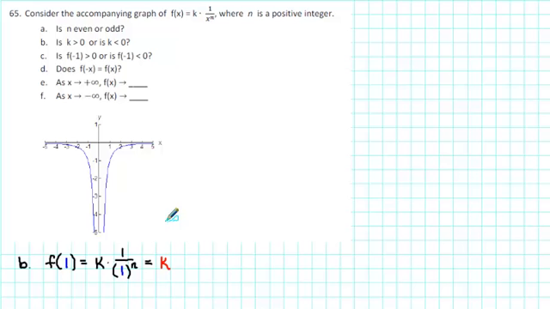Now, to figure out whether k is positive or negative, we can use the graph. We can evaluate f of 1. We first of all locate 1 along the x-axis. We go down vertically until we hit the graph of the function. And then we look horizontally across, and we see that the corresponding y value is approximately negative 1. Negative 1 is a negative number, so we now know that k is less than 0.